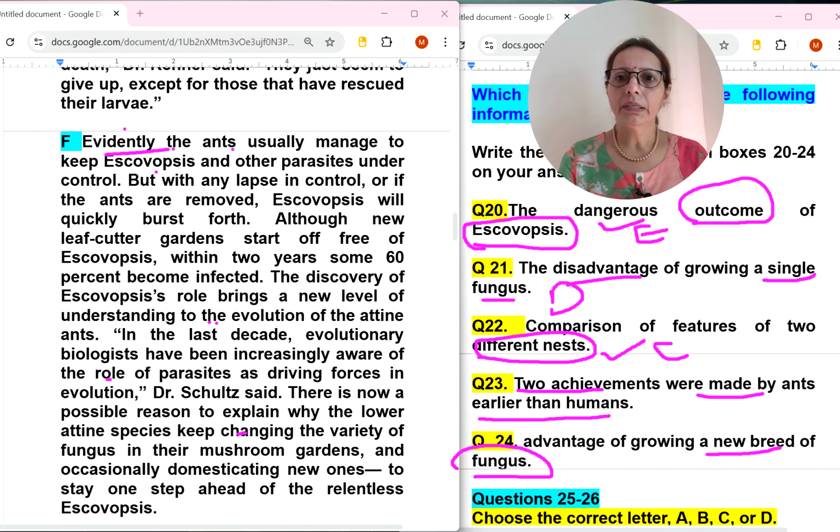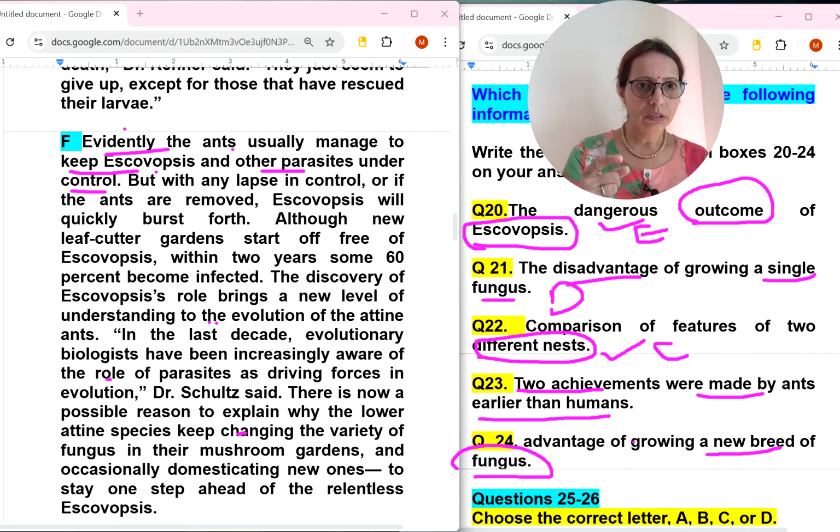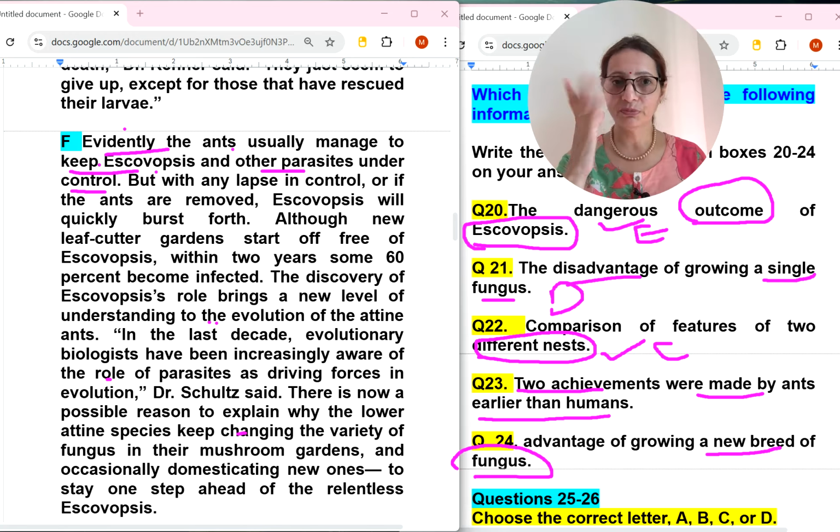Let's read it. Evidently the ants usually manage to keep this and other parasites under control. So something under control. Oh, it was in next. It was in above question. Okay, the ants usually manage to keep this, but with any lapse in control or if ants are removed, it will be quickly burst forth. Although leaf cutter gardens start off free, within 2 years, 60% become infected.